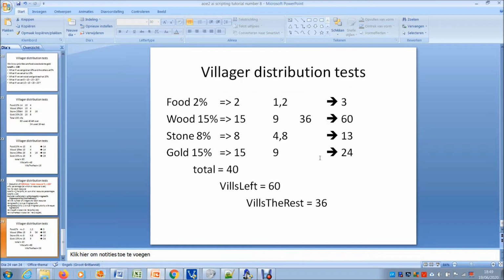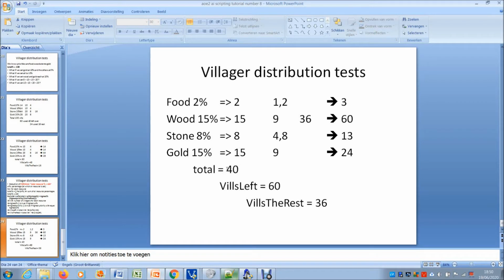To make another example, we do a villager distribution test. Now first we will work it out mathematically and then we will program it in. I chose randomly some numbers which Excel actually generated for me: 2% for food, 8% for stone, wood 15%, and then I chose gold also 15%, just to test the hypothesis that the bulk of the vills at the end will go to wood, which is the resource with the highest priority.